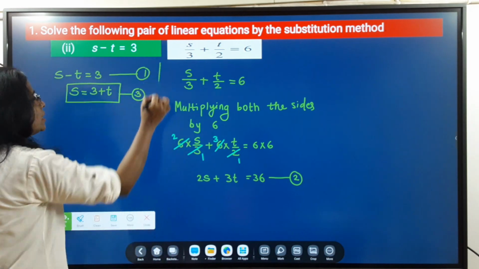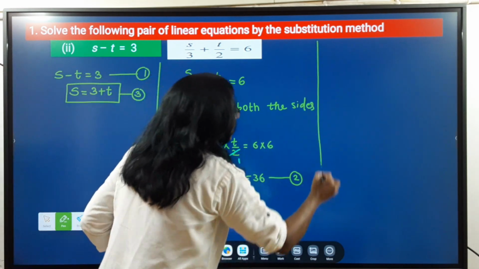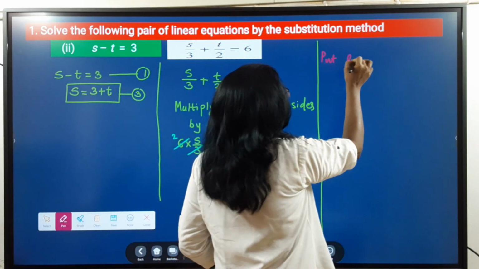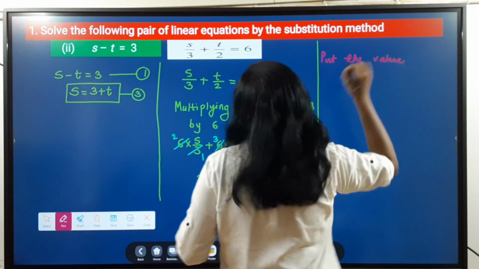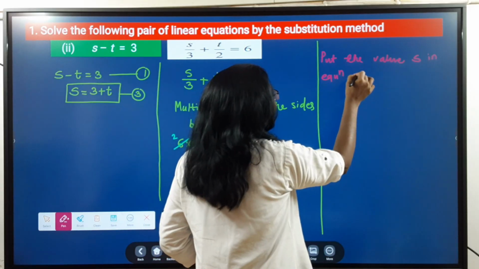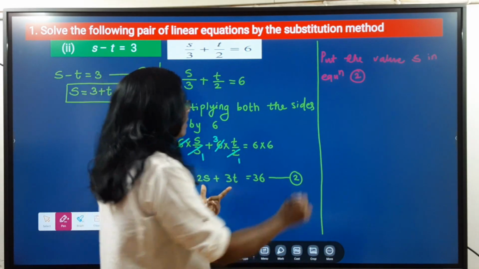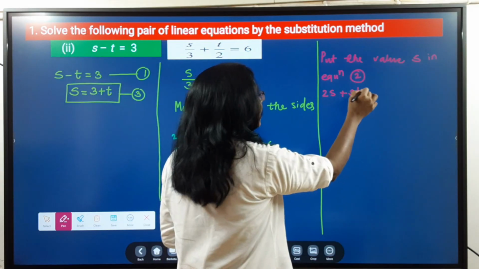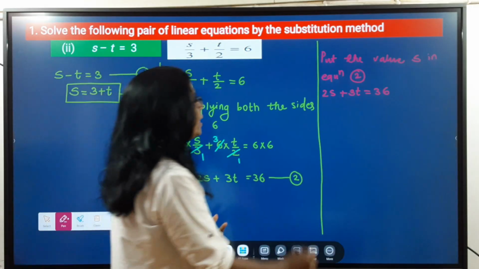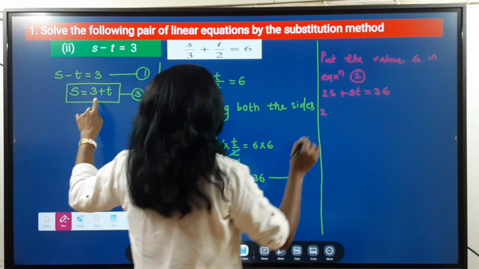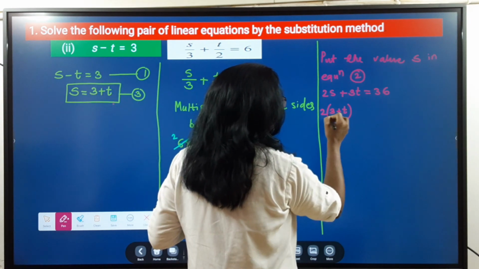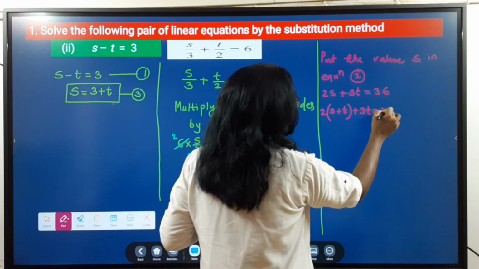Now the next process, students, is to put the value of s in equation 2. So here I write down equation 2: 2s plus 3t is equal to 36. Then, in place of s, I write this value, 3 plus t. So 2 multiplied by (3 plus t) plus 3t is equal to 36.